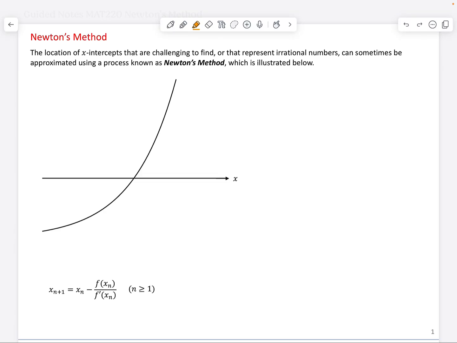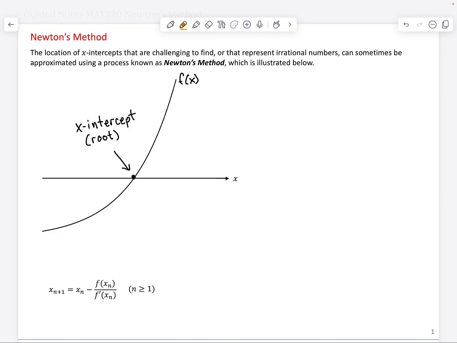Now, the location of x-intercepts that are challenging to find or that represent irrational numbers can sometimes be approximated using a process known as Newton's method, illustrated below. So we have some sort of function intersecting the x-axis. This location is called an x-intercept, also sometimes called a root of the function. We'll use function notation. Now, the method is as follows.